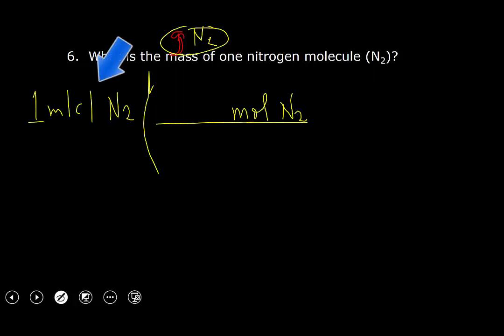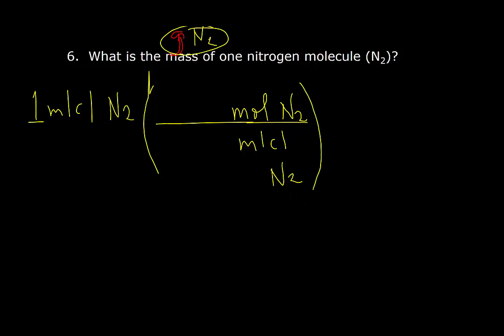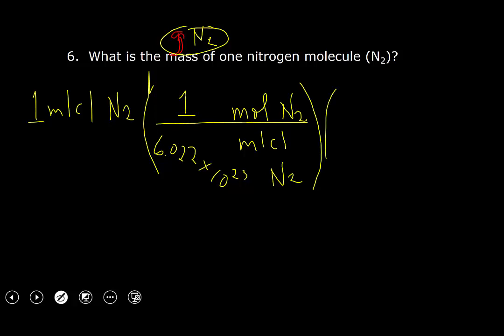Whatever units we have on the upper left, we always put on the lower right. So molecules of N2. Remember, moles and molecules are different. We have a molecule and a mole. That should tell you that we're going to use Avogadro's number. It goes next to the molecule, 6.022 times 10 to the 23rd molecules of N2 for every 1 mole of N2. But we're not looking for moles, we're looking for grams. And for moles of N2, we can go directly to grams of N2.